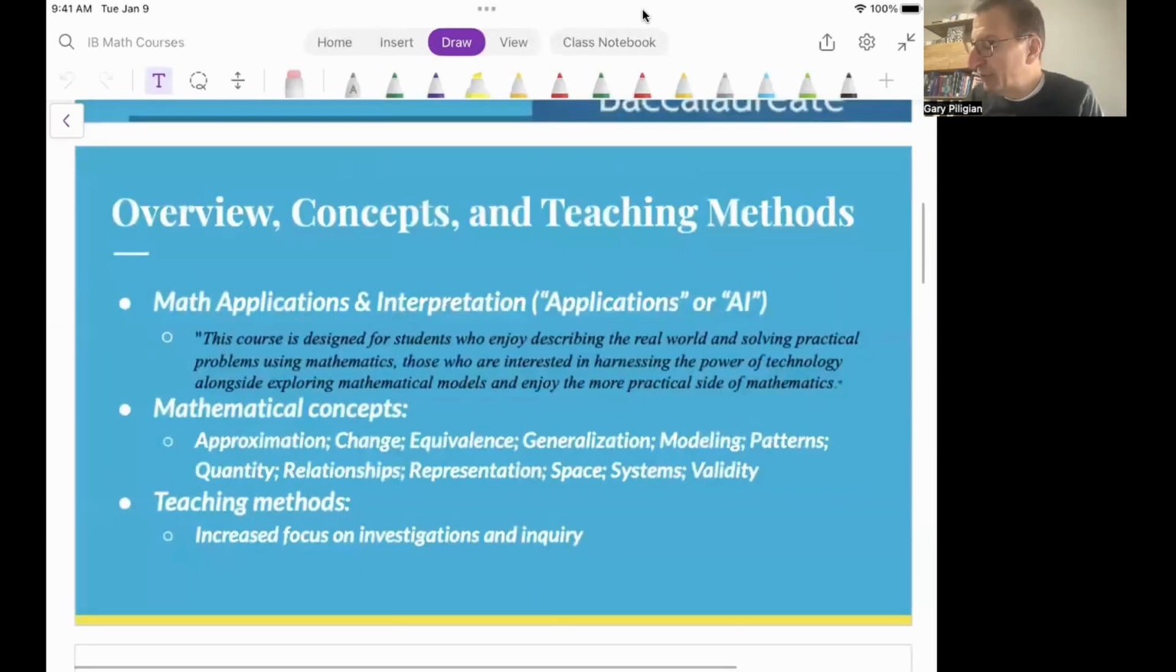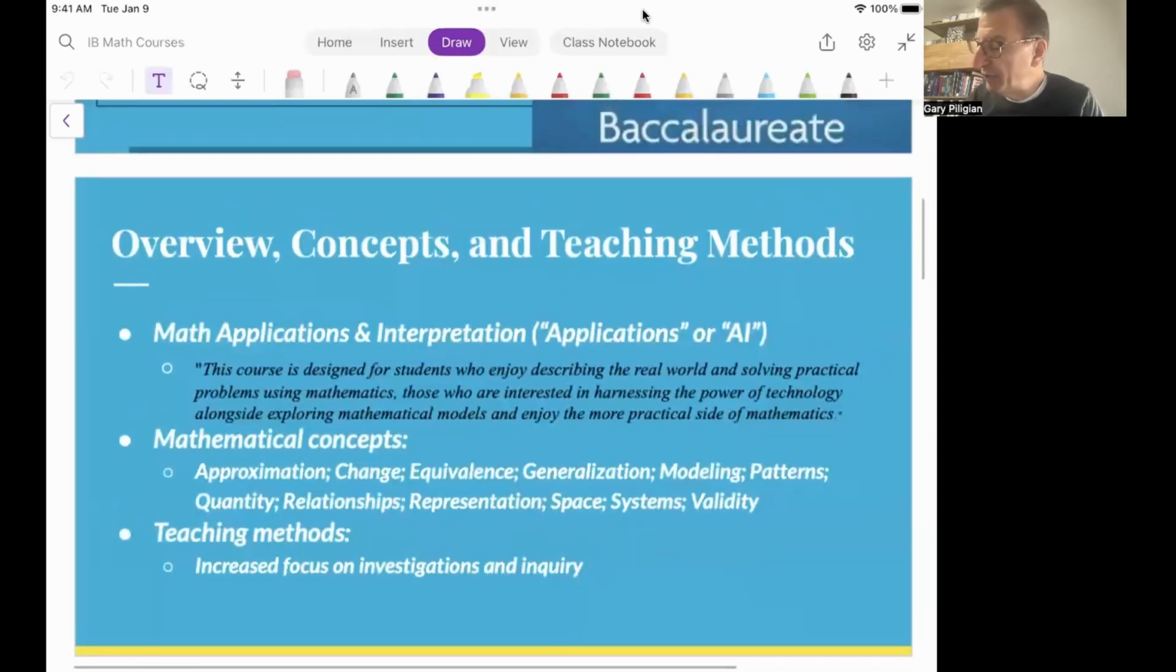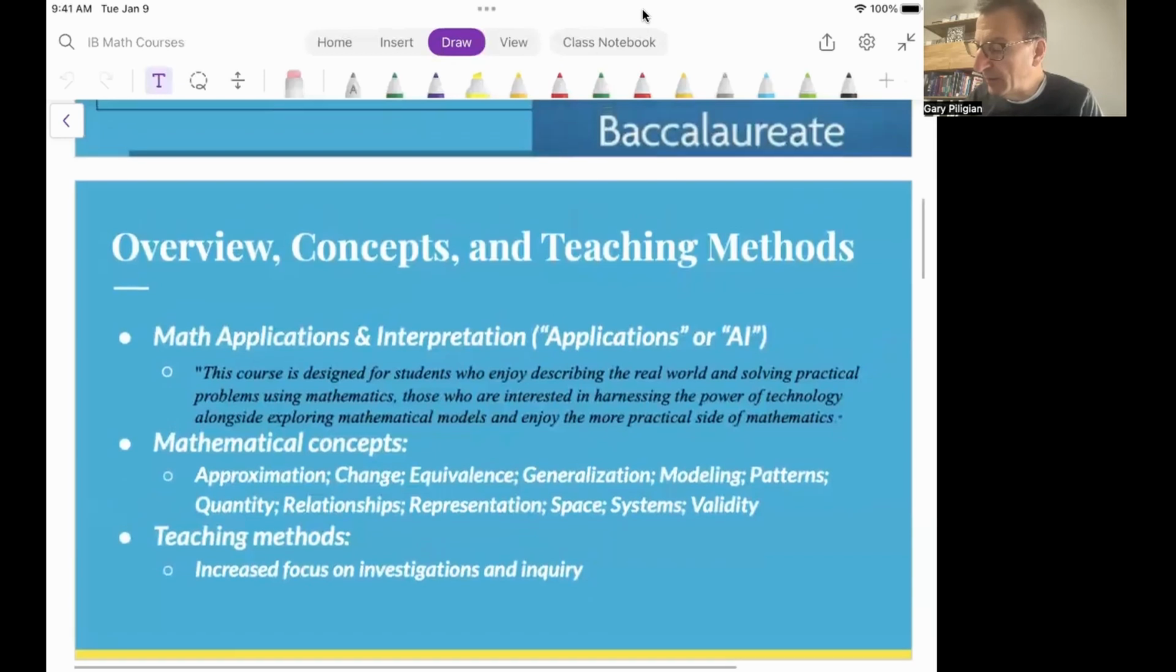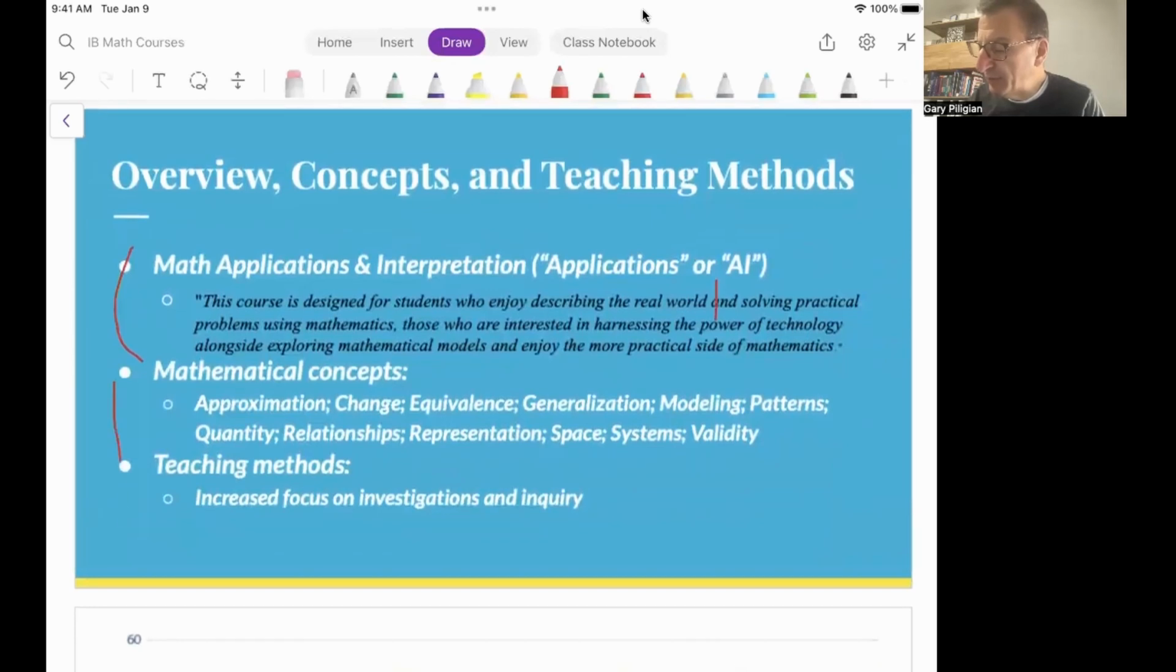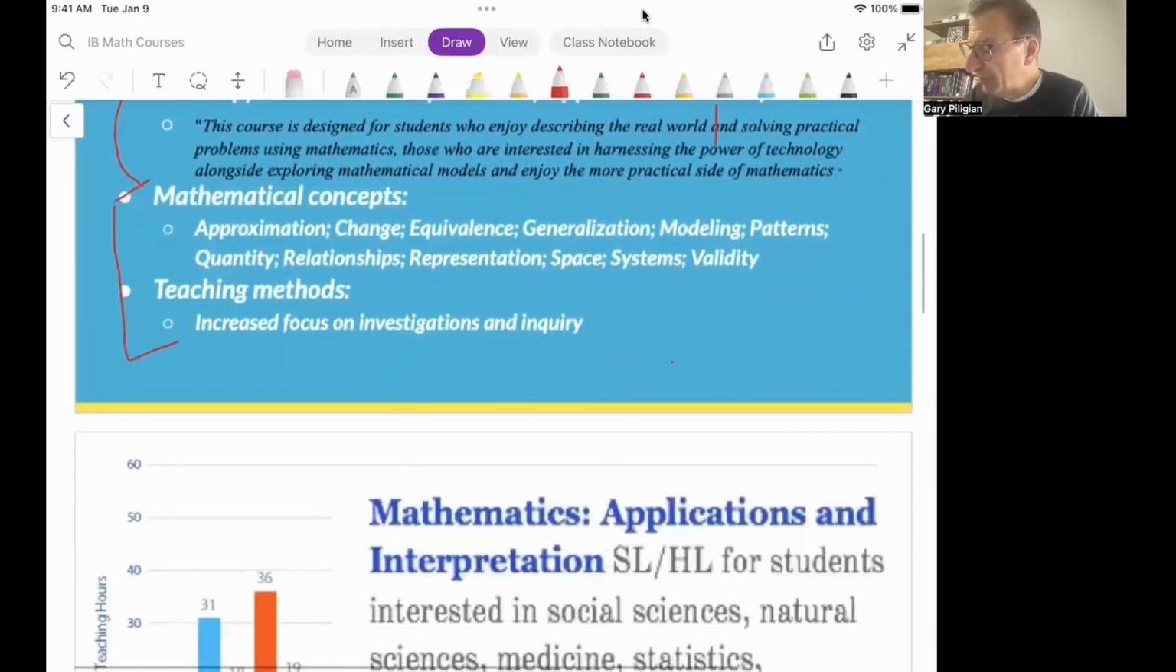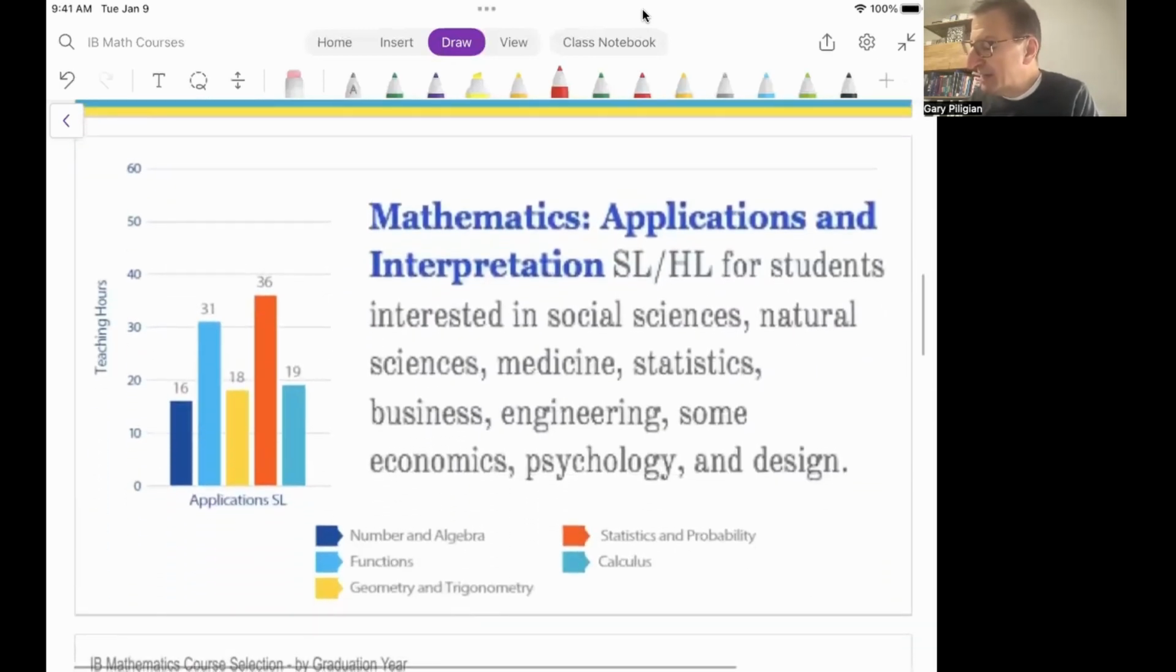So again, here is the description from the IB on what math applications and interpretation is in terms of who the course is designed for. These concepts and teaching methods are common among all four of the IB courses, but that just tells you it's a lot more than just calculations. Here is the breakdown of who the mathematics applications and interpretation course is for.